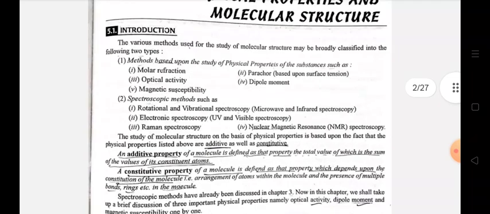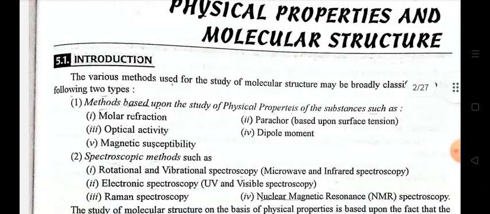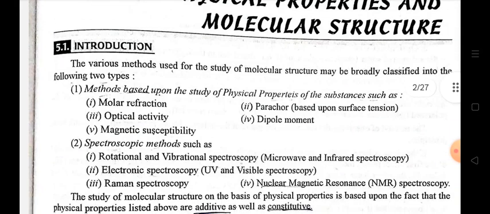Physical Properties and Molecular Structure. Introduction. The various methods used for the study of molecular structure may be broadly classified into the following two types. Method 1: Methods based upon the study of physical properties of the substance, such as first, molar refraction; second, parachor, based upon surface tension; third, optical activity; fourth, dipole moment; fifth, magnetic susceptibility.